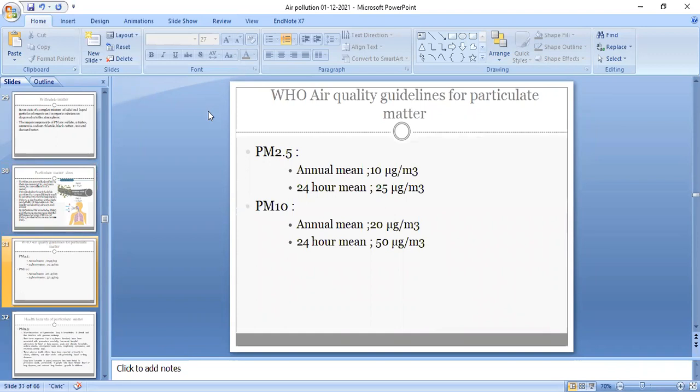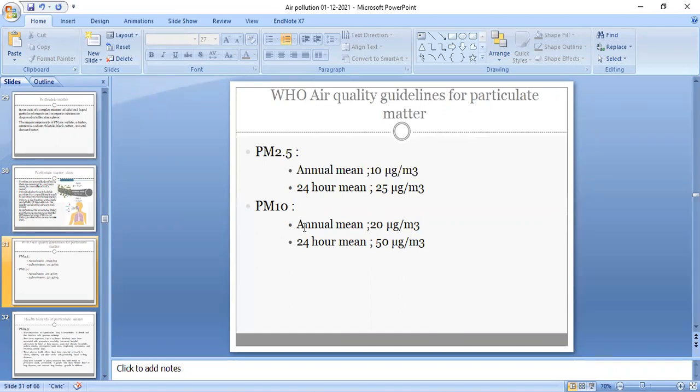WHO air quality guidelines for particulate matter. For PM 2.5, the annual mean is 10 microgram per meter cube, while for the 24-hour mean it is 25 microgram per meter cube, and for PM10 the annual mean is 20 microgram per meter cube, and for the 24-hour mean it is 50 microgram per meter cube.